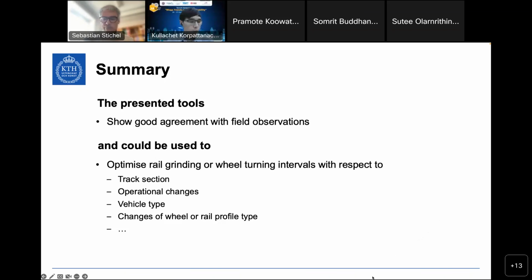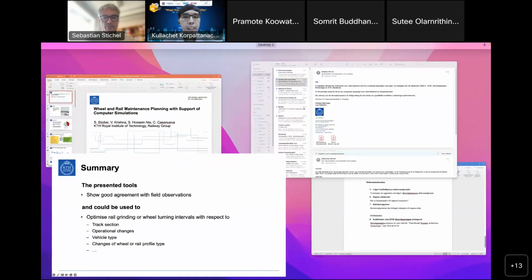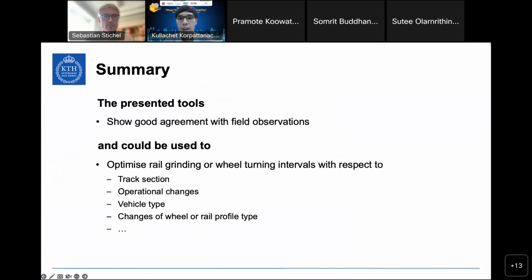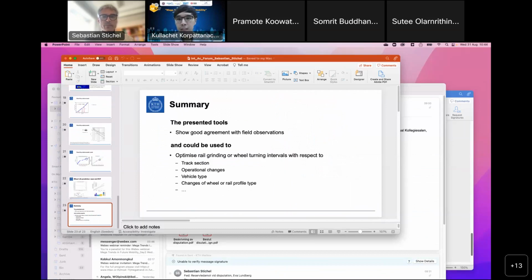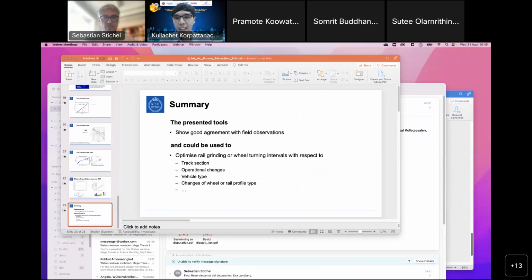Okay, thank you very much, Professor Sebastian, for sharing the knowledge with us. We can see Dr. Sebastian is doing the research about the wheel rail profile for 20 years. And now we have one question from Dr. Siti. Have you already taken the thermal mechanical effect into the model?